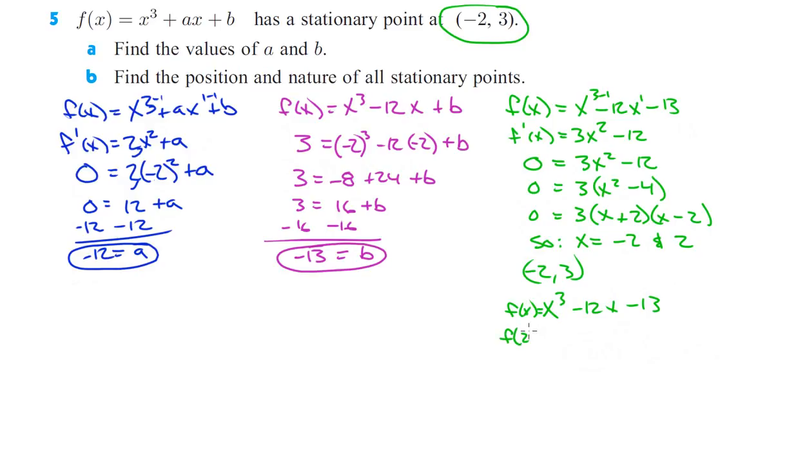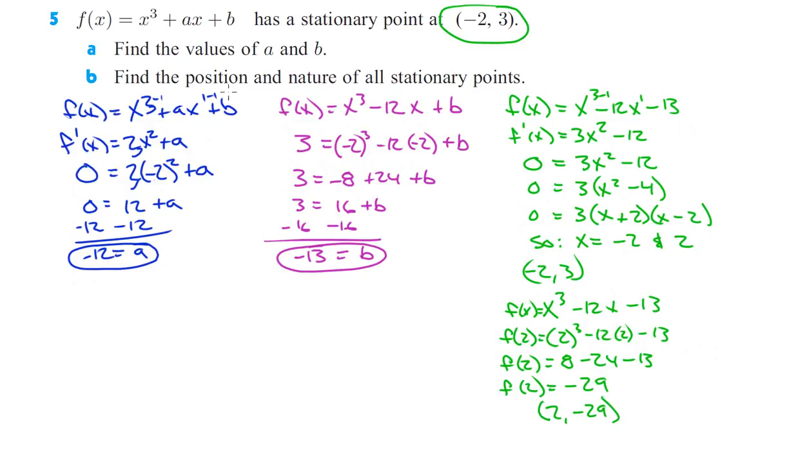So f of 2 is 2 cubed minus 12 times 2 minus 13. So let's see, that gives us 8 minus 24 minus 13, which is 24, 34, 35, 36, 37, negative 37, and 8 gives us negative 29. So now we know the other stationary point is at 2 and negative 29. Now it doesn't ask us to actually graph it. It just says find the position, which we just did, and the nature of the stationary point.